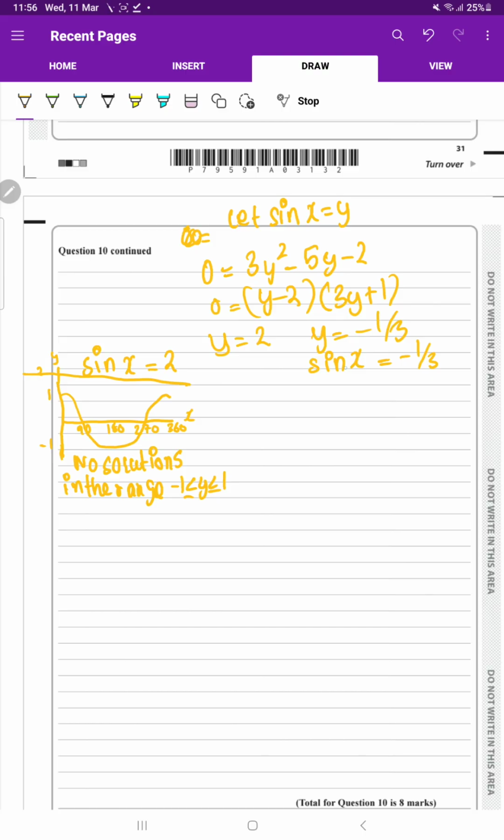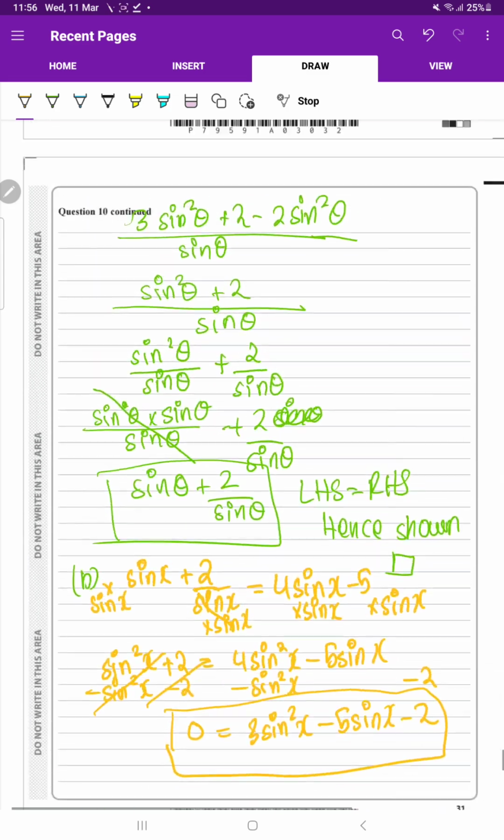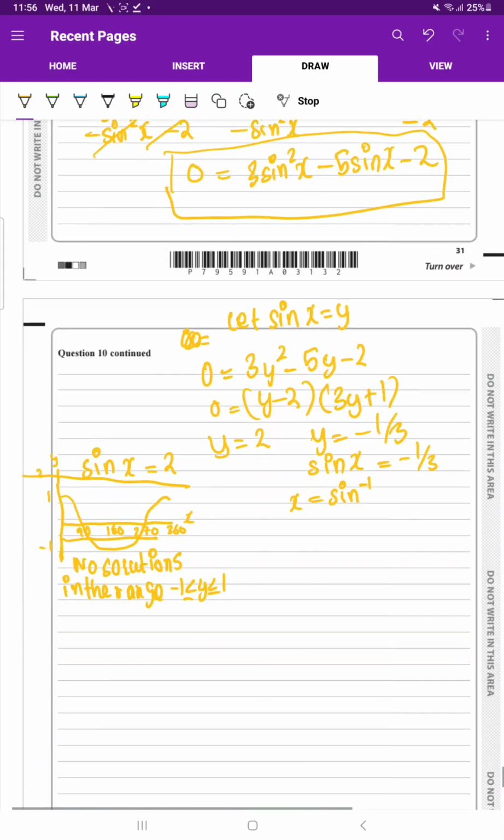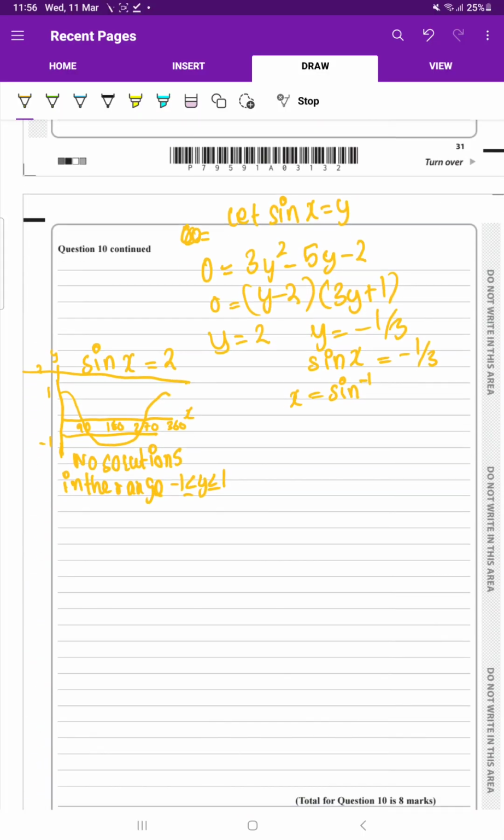Now let's solve sine x equals minus 1 over 3, which lies somewhere over here. First thing is to take sine inverse of it. Make sure that you check whether it is in degrees or radians. It is in radians, so make sure you change your calculator to radian mode, otherwise you'll make a mistake. Now sine inverse of minus 1 over 3 gives us x equals minus 0.3398 something. What you can do is draw a CAST diagram.